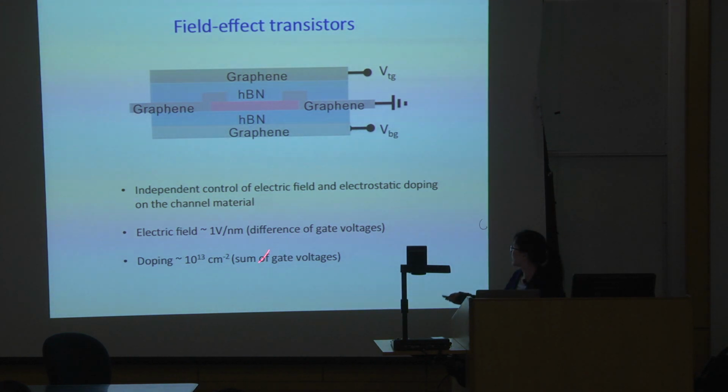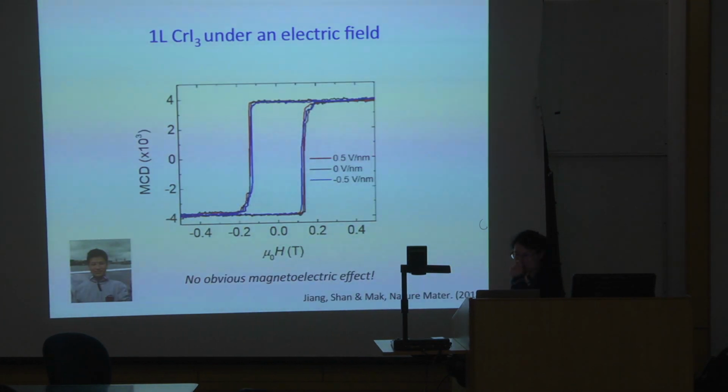And the numbers, for the field and for the doping, can actually be quite significant because we are working with a few nanometer thick gate dielectrics. Okay, so let's do a quick check. This is the effect for monolayer chromium iodide under half volt per nanometer. That's not a small field, that's pretty big.